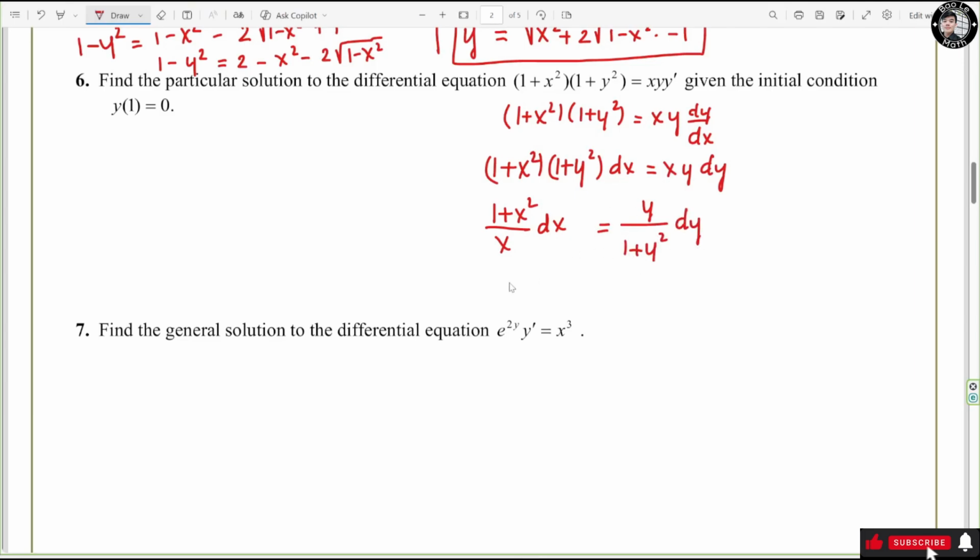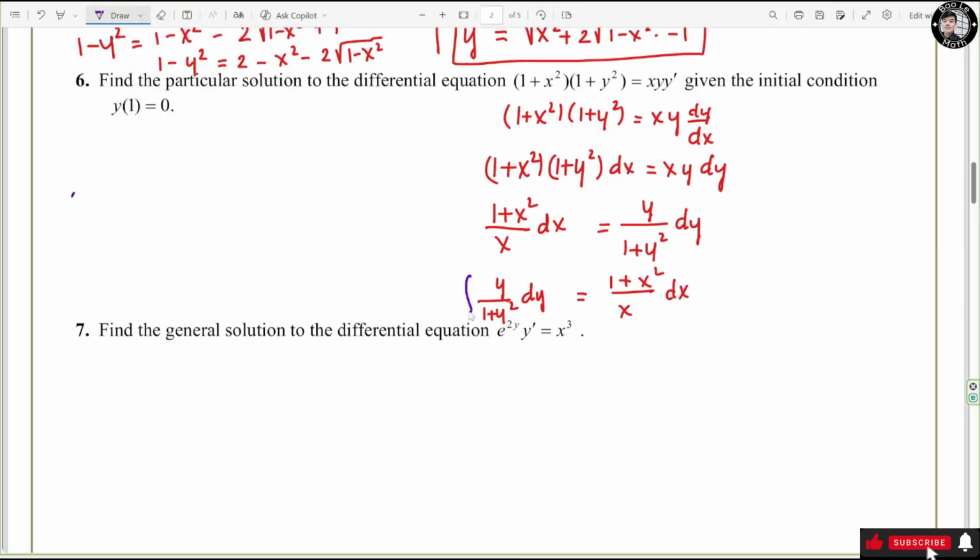Now I'm going to rewrite this one as y over 1 plus y squared dy equals 1 plus s squared over s ds.